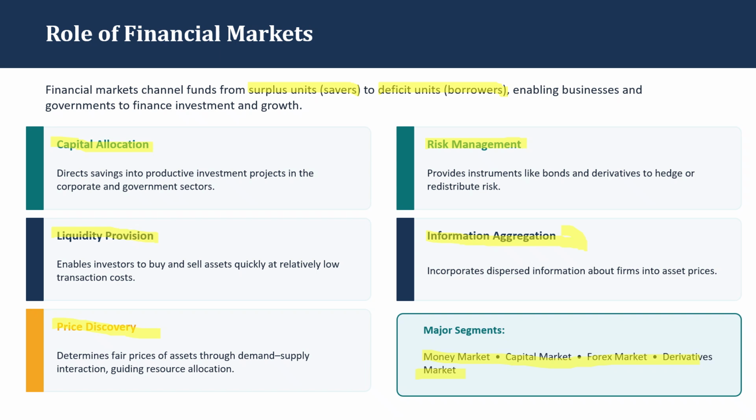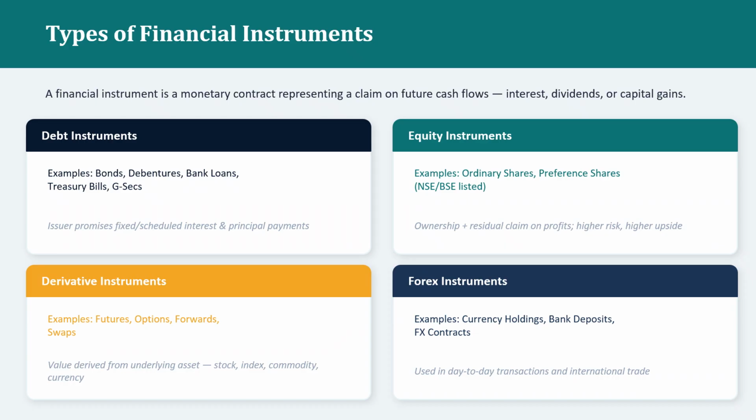Risks are managed and prices are discovered. Now let us understand what we mean by financial instruments and what are the main categories you must remember for the exam. Now, a financial instrument is simply a monetary contract representing what?